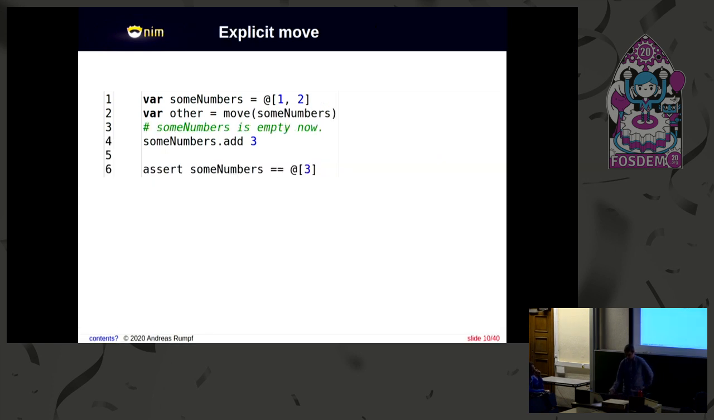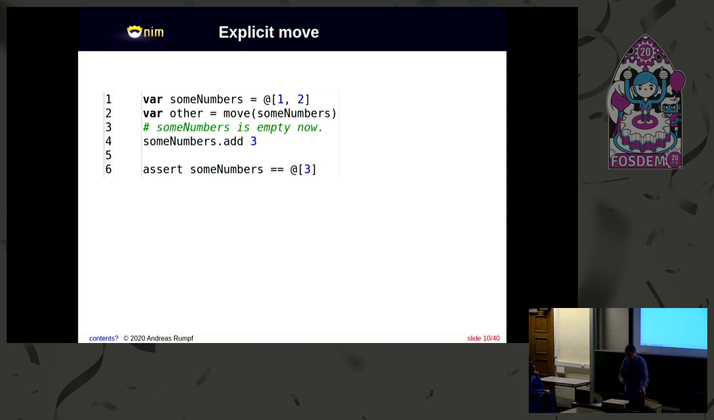So this would be an explicit move here in Nim, so you can do this. You can say, I'm going to move these numbers over to other, and then afterwards the source is invalidated, so it becomes an empty sequence. And so if you then append the 3, this is the only thing that's left inside there. And as you can see in line 6, after that, some numbers only has the 3 inside. So this is the explicit move.